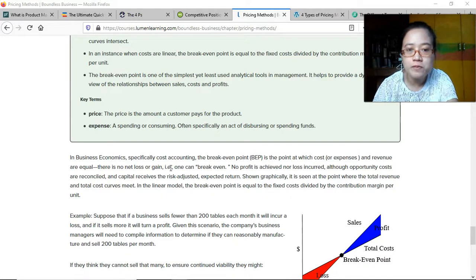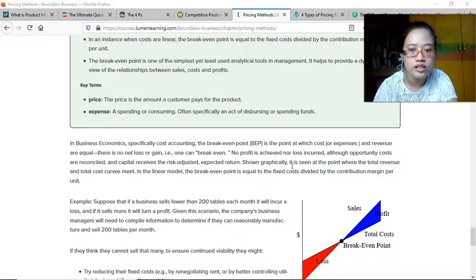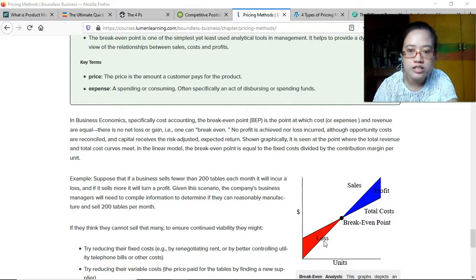In business economics, especially cost accounting, the break-even point is the point at which costs or expenses and revenue are equal. So you have this graph. This is the profit, this is the total cost. Where they intersect is the break-even point. If the total cost is higher than the revenue, then there is a loss. If the revenue is higher than the total cost, then there is profit.